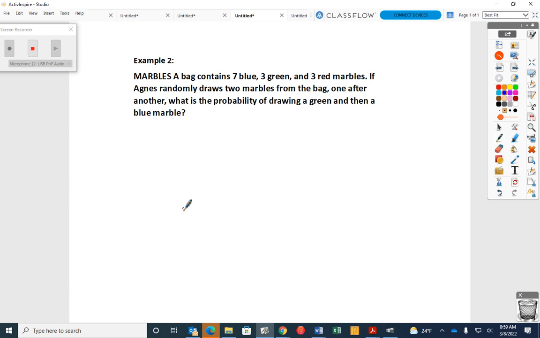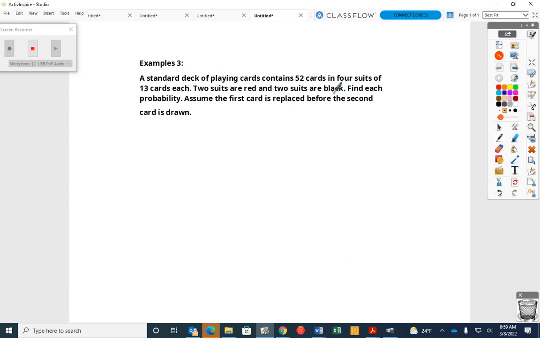If I am looking at this last example, it says a standard deck of playing cards contains 52 cards and 4 suits of 13 cards each. 2 suits are red and 2 suits are black. Find each probability, then assume the first card is replaced before the second card is drawn. It didn't give us a problem, did it?